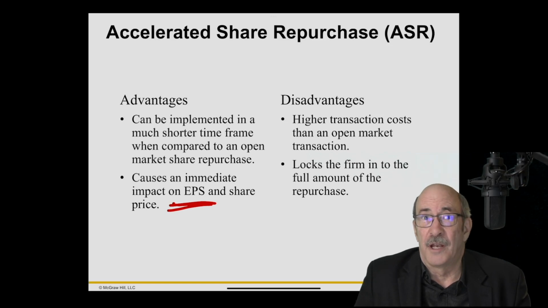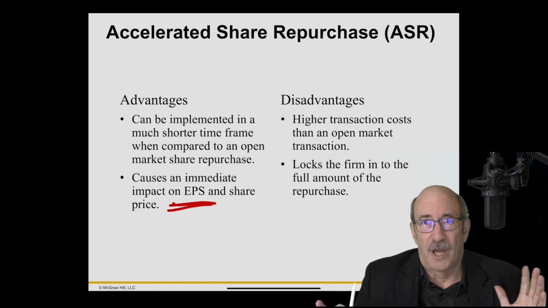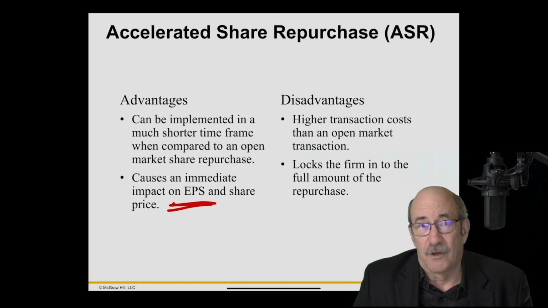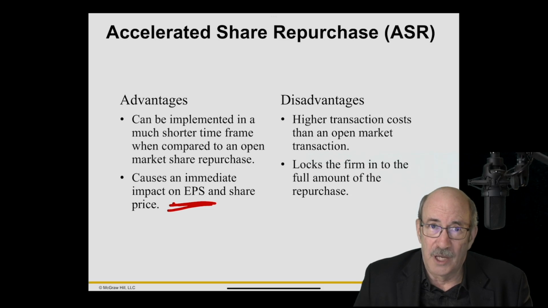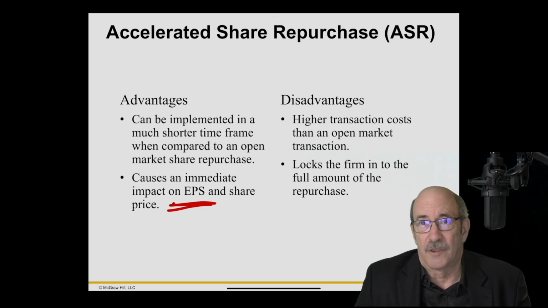So rather than having a broker go out and start buying back shares in the open market, that can take months to actually purchase all of the shares that a firm would like to repurchase. They're only allowed to purchase a limited number of shares on a daily basis. It's a fraction of the average daily trading in the prior few weeks. So it can be very slow. An accelerated share repurchase works like this.